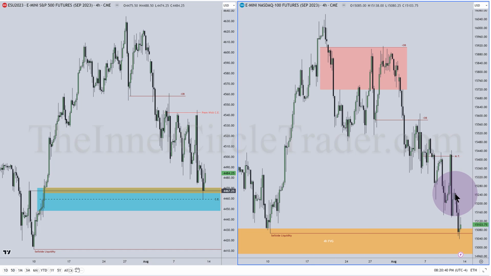So the market traded aggressively lower here, but it had a lot of give and take, back and forth. Look at all this back and forth.